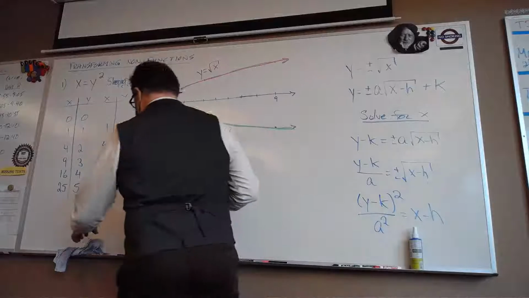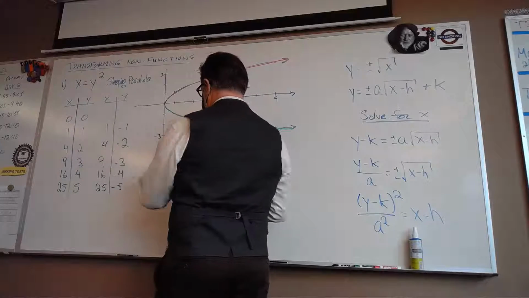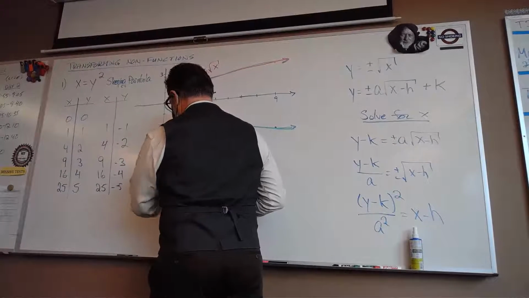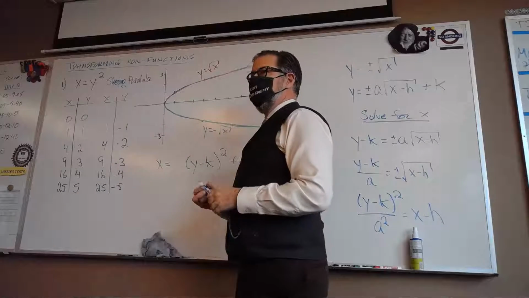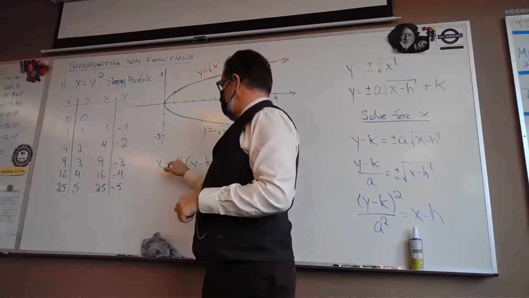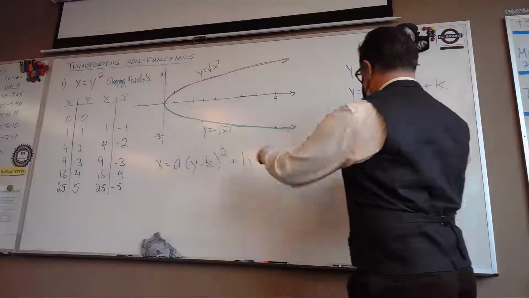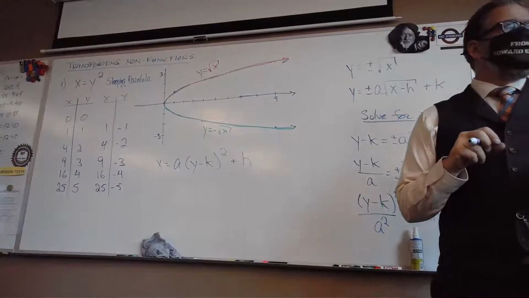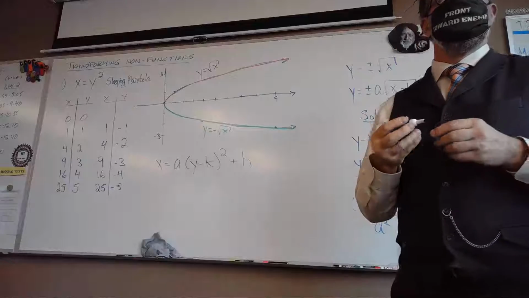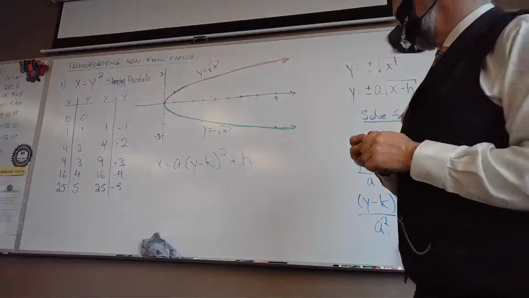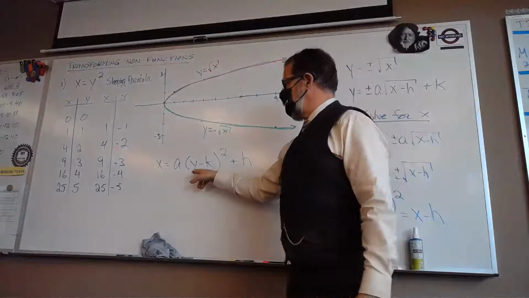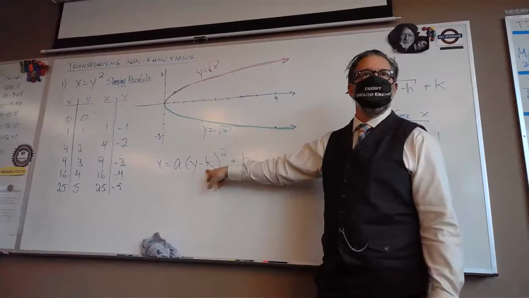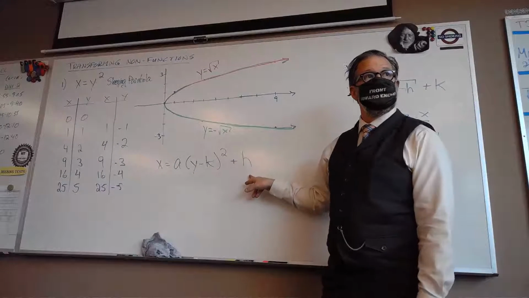But here's the thing, it doesn't matter. 1 over a squared is just a number, right? So I can just put some stretch factor in there. And that a and this a aren't the same number, because they're in different directions. But it's still a stretch factor. But notice what we got here, minus k plus h.